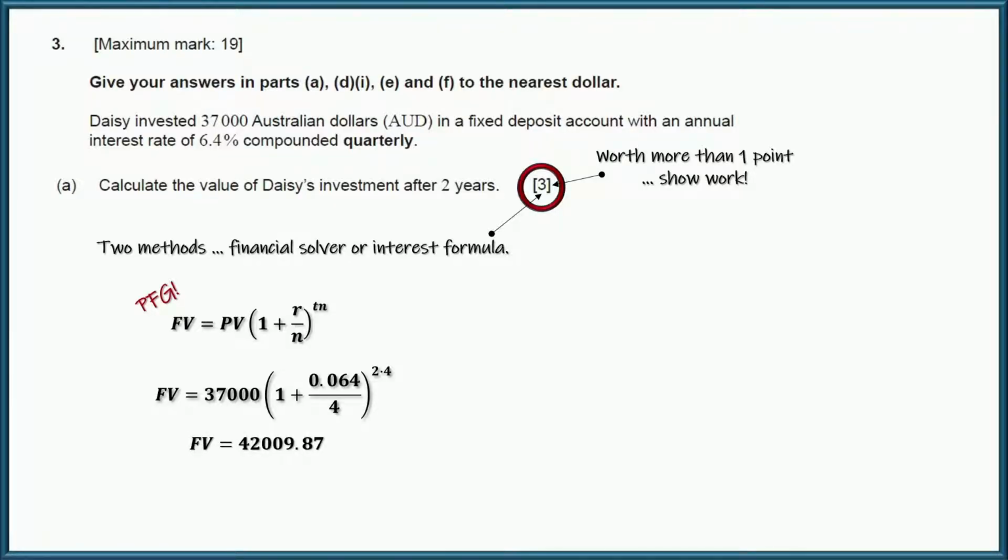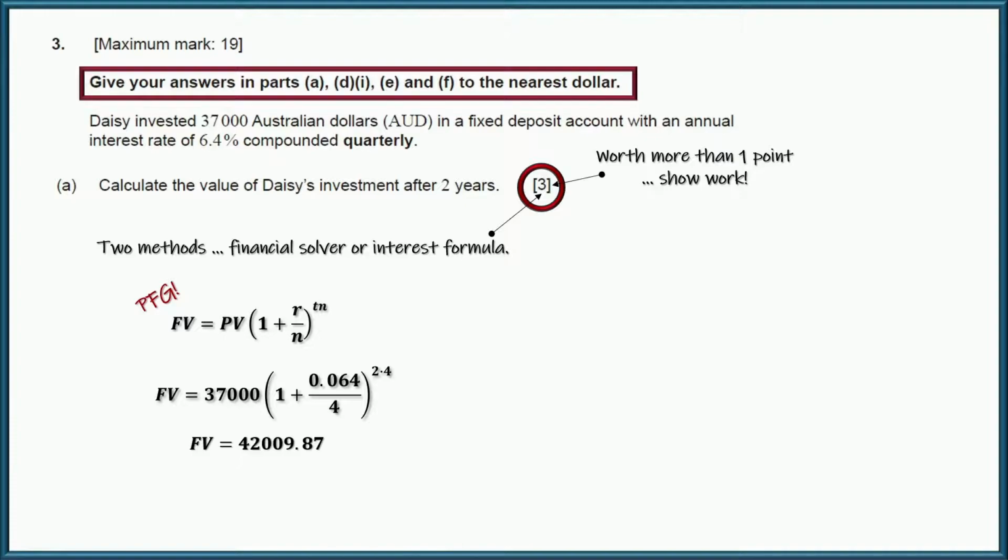Now, this is part A, so it says to round to the nearest dollar, right? So you write that down anyway, and then you go ahead and round to the nearest dollar, and $42,010. That's your answer.